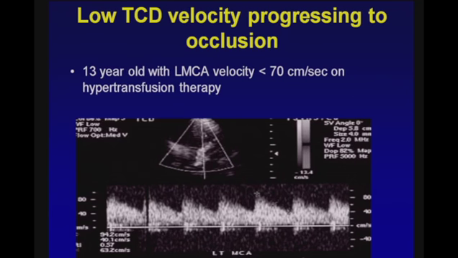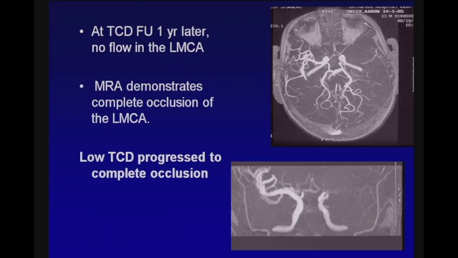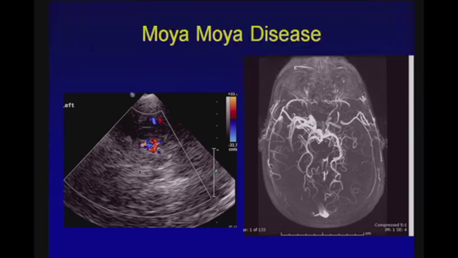One does need to worry about low transcranial Doppler velocities progressing to occlusion. So beware if the velocities are less than 70 centimeters per second in the MCAs, in the time average maximum means, that could suggest a tight stenosis as we see in this patient. We can also suggest moyamoya disease on transcranial Doppler when we do not see a normal middle cerebral artery and a cluster of vessels.